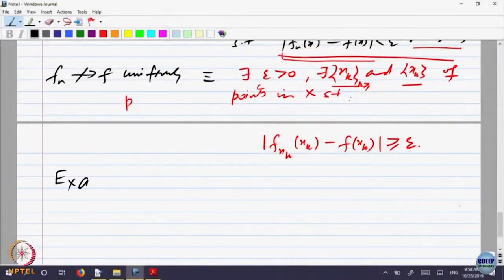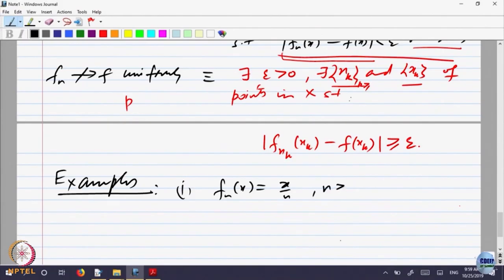So, let us look at how we will be using this, or how one can use it. Let us look at some examples. Let us look at f_n(x) equal to x by n, n bigger than or equal to 1. So, f_n is a sequence of functions defined on X to R.